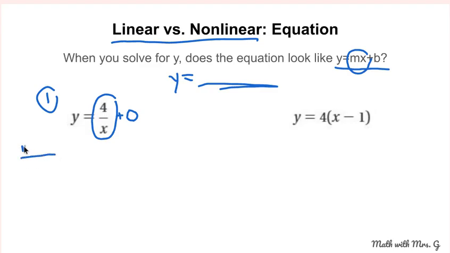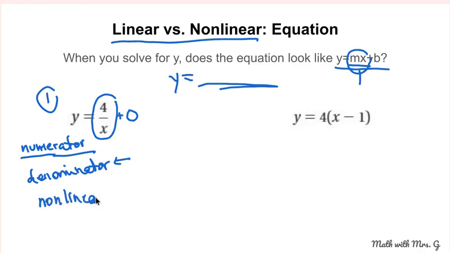So when we have fractions, we have the numerator and we have the denominator. So this x right now is here in the denominator. This x right here, if we put all of this over 1, this x is in the numerator. So does this look like y equals mx plus b? No, it doesn't, because this x is down in the denominator. So when I answer the question, I would say nonlinear because x is in the denominator.